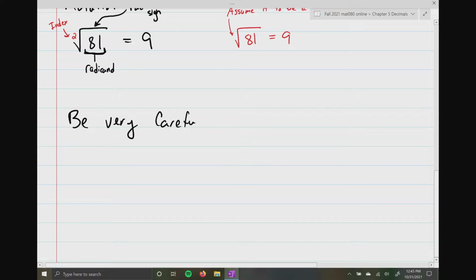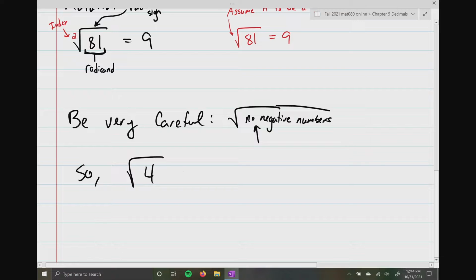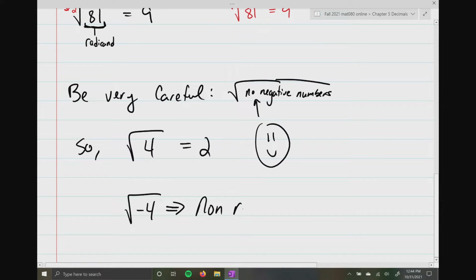Okay? When you have a square root sign, when you have a radical, you are not allowed to have negative numbers underneath the radical. No negative numbers. So, the square root of 4 equals 2. That makes us very happy. However, the square root of negative 4 is what we call a non-real answer. Okay? Now, to demonstrate that, I can go ahead and get a calculator out and show you.